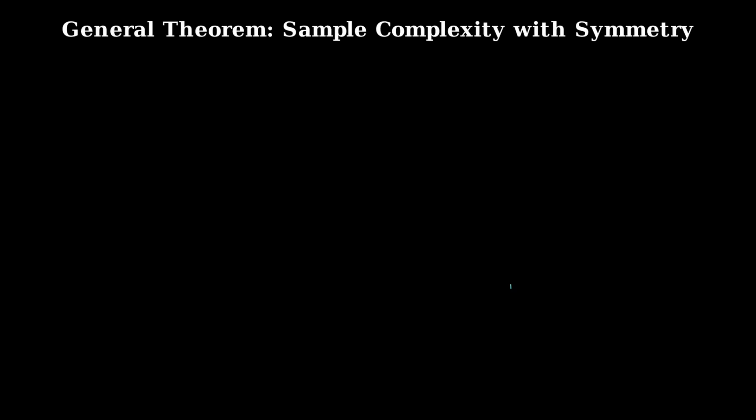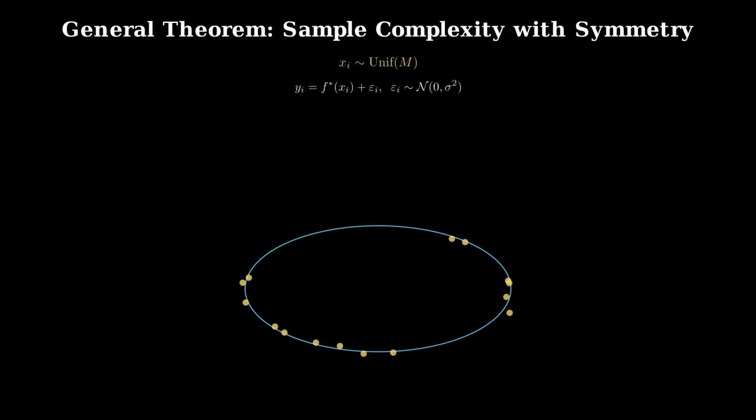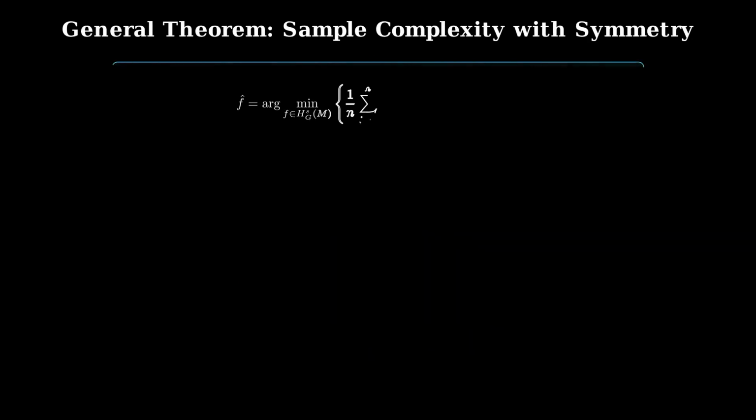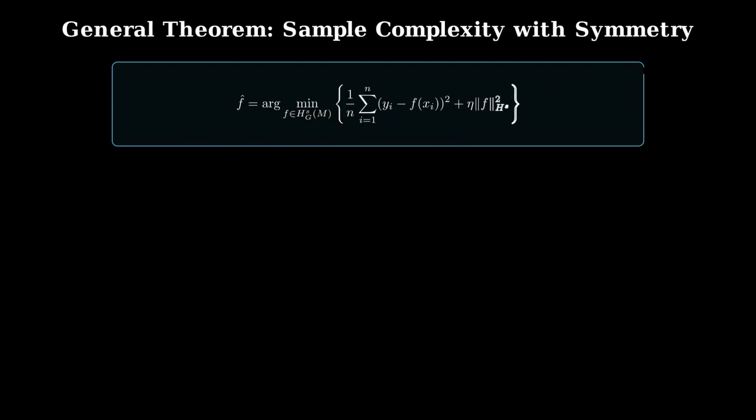Here is our general result. The setup: data points x1 through xn are sampled IID uniformly from a compact Riemannian manifold M. Observations are yi equals f star of xi plus Gaussian noise. The target function f star is invariant under G, meaning f star of g dot x equals f star of x for all g in G. And f star belongs to the Sobolev space H^s of M, meaning it has s square-integrable derivatives. The estimator is kernel ridge regression restricted to the invariant function class H^s_G, minimizing empirical loss plus a Sobolev norm penalty, only over G-invariant functions.